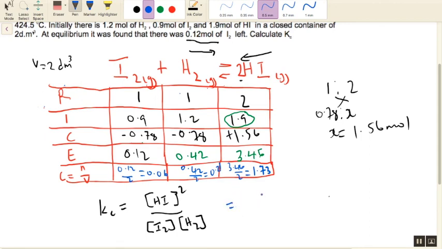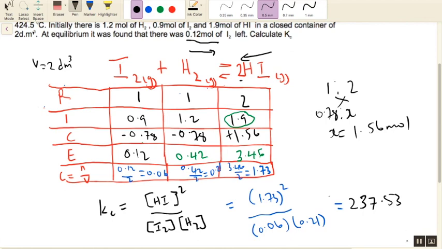Anyway, so you come here, this will be your equilibrium expression. You have your squared here because of the 2 here, and you've got your 1 here because of the coefficient of the stoichiometries that are 1. So you substitute your concentrations. Your product is 1.73 squared divided by iodine is 0.06, hydrogen 0.21. This one I'm going to need a calculator. Then the answer becomes, let me use a different column to write the answer. The answer becomes 237.53. You can use a calculator to just confirm it, and that's it.